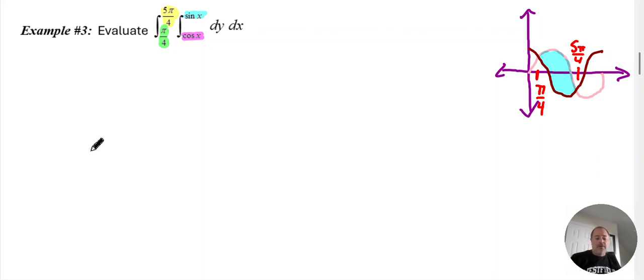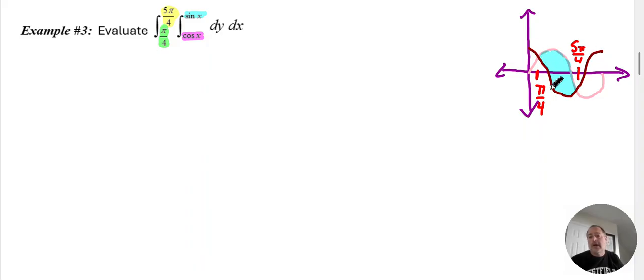Hi guys, welcome back. We are continuing our discussion on how to integrate double integrals over non-rectangular regions. I want to just friendly remind you that you're doing something like this when your bounds for one of your functions are not constants. They're actually going to be functions. Since this is in terms of y, this is going to be y equals sine of x, and then y equals cosine of x.